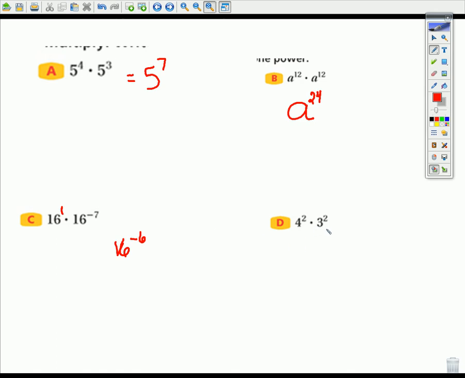Oh, well here I have 4 squared times 3 squared. I do not have the same base, so I can't use a shortcut on this. I have to just go, oh, 4 squared, that's 16, times 3 squared is 9, and then I work out 16 times 9, which happens to be 144. So be careful. If they do not give you the same base, you cannot use that shortcut.